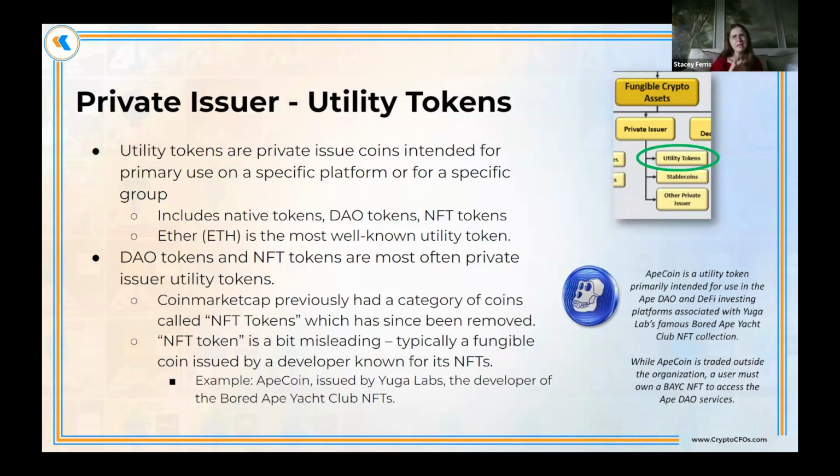There's a term that was being used for a couple of years, and I've seen, for instance, CoinMarketCap used to have a category that was called NFT tokens. The NFT tokens were basically developers that were mostly known for NFTs that were now issuing a token as well. Bored Ape Yacht Club is probably the most popular example of this. They issued ApeCoin. ApeCoin is primarily intended for use within their members-only, NFT holder, DeFi lending protocol. However, you can trade ApeCoin outside of that protocol. CoinMarketCap had it classified as an NFT token. In looking at this, it's really a private issuer utility token.